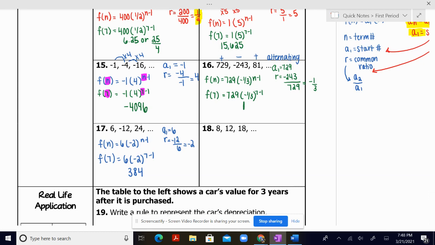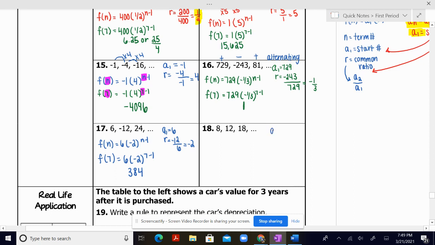Please, please, please remember that your n value is whatever term you're looking for. If I ask for the 100th term, you would be plugging in 100. If I ask for the 12th term, you would plug in 12. For all of these examples, it asks for you to plug in 7 for the 7th term. So on your Delta Math, be aware of what it's asking.